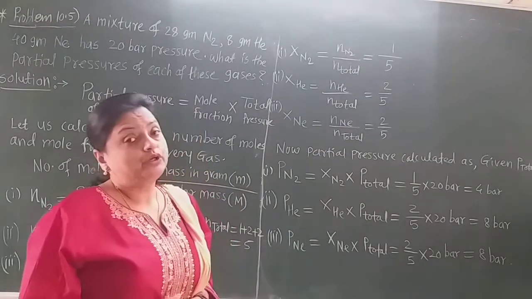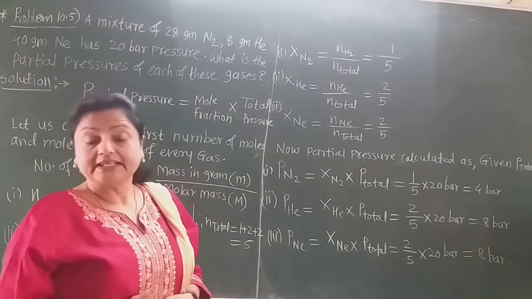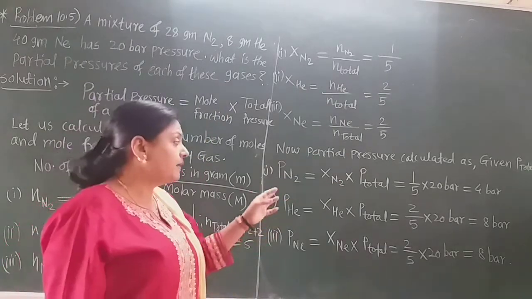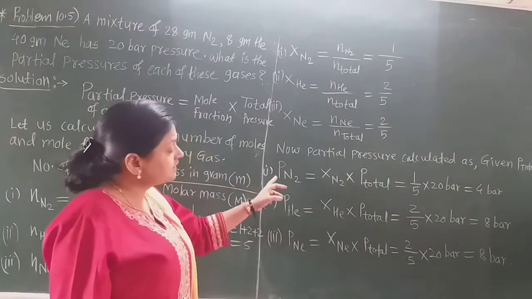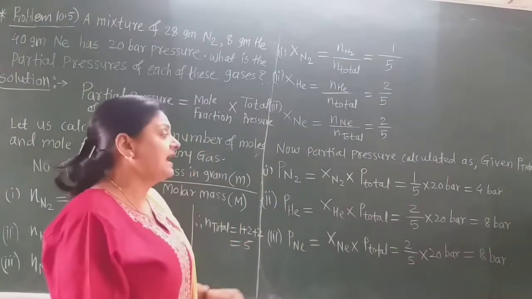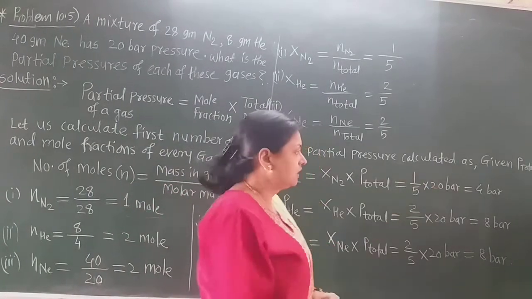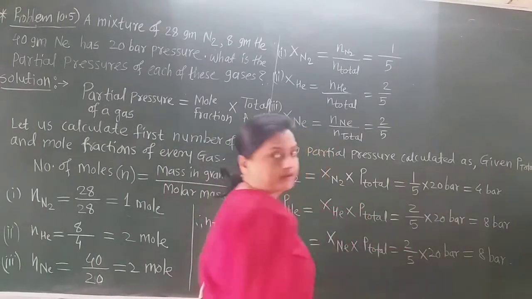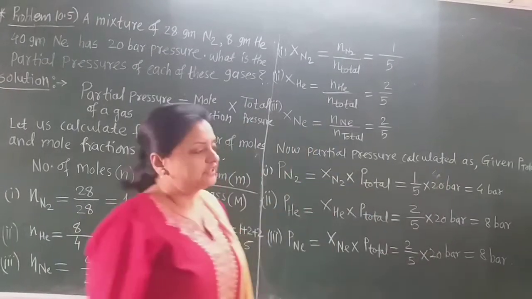Now let us calculate the partial pressure. The total pressure here is already given, that is equal to 20 bar. The partial pressure is calculated as mole fraction into total pressure. So the partial pressure of nitrogen is calculated as mole fraction of nitrogen into total pressure. Now this becomes 4 bar: 5 fours are 20, that is 4 bar.